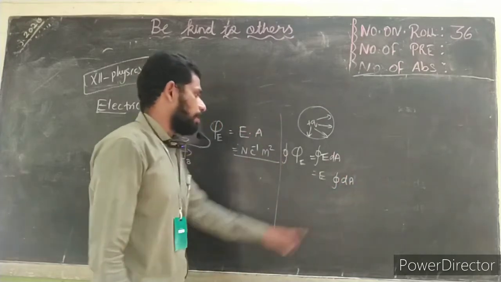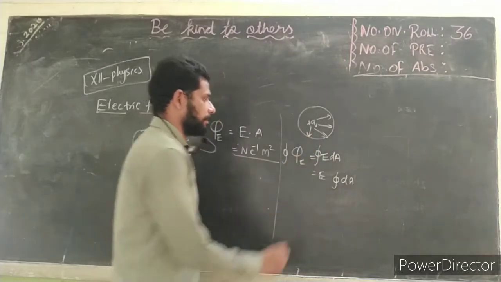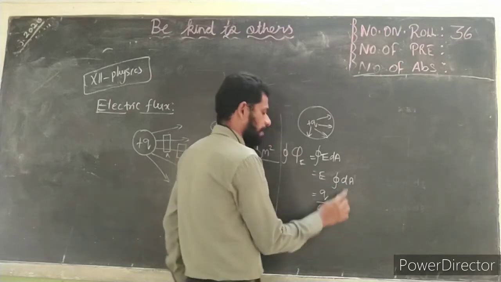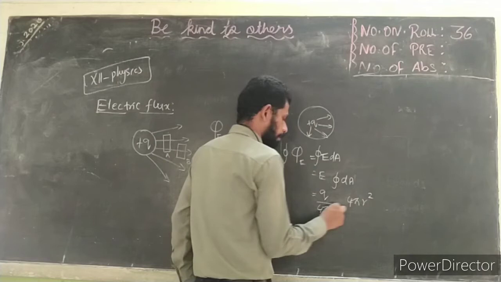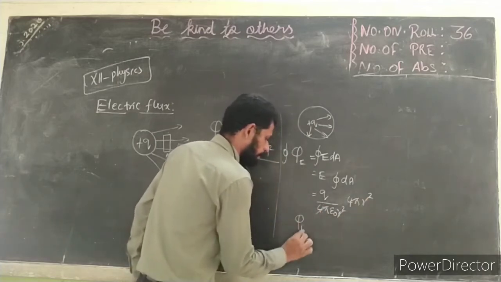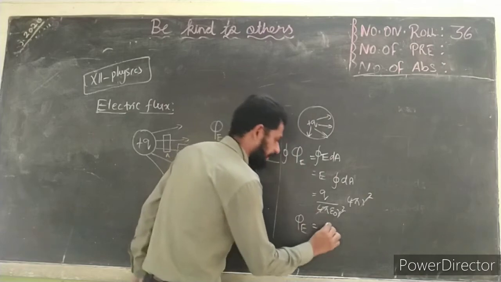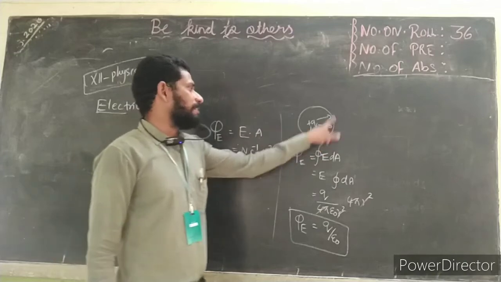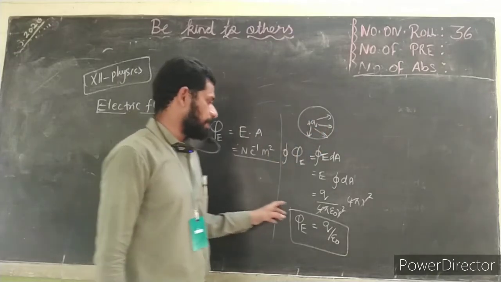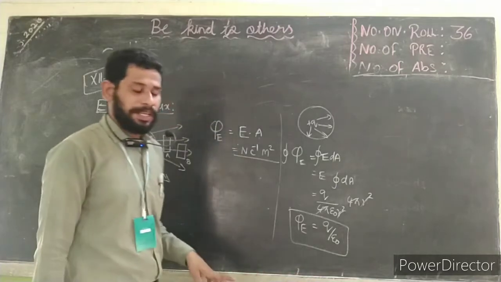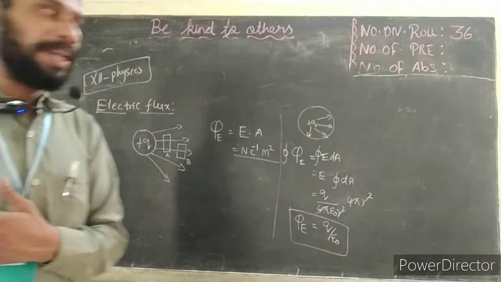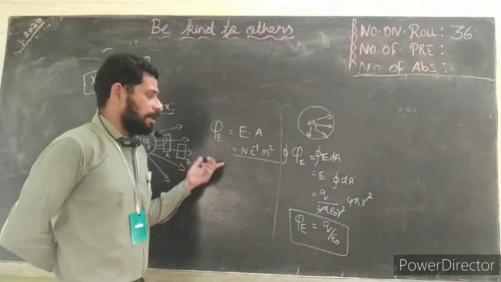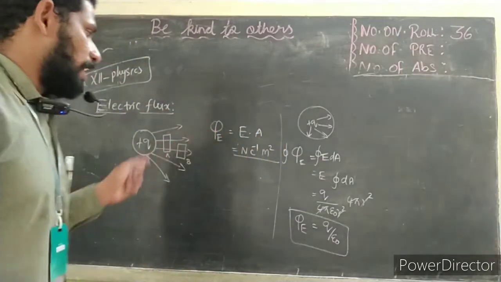E dA cos theta. So now, what is the area of the sphere? We know that the electric field is Q by 4 pi epsilon naught r square. What is the area of the sphere? 4 pi r square. So 4 pi r square will cancel. So the total electric flux in an enclosed surface will be equal to Q by epsilon naught. The total electric flux in an enclosed surface will be equal to Q by epsilon naught times, arbitrary. It is given by Gauss law. He is a great scientist, and also remember that phi equals Q by epsilon naught.